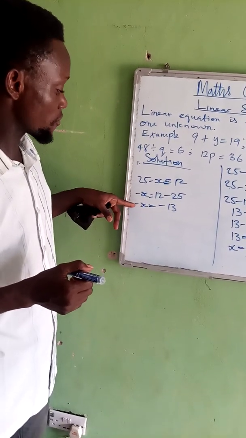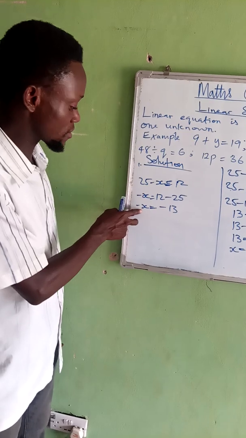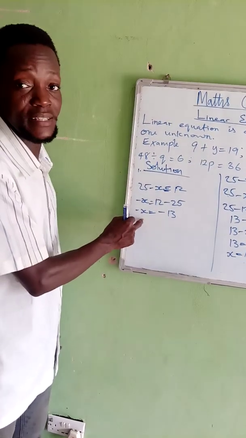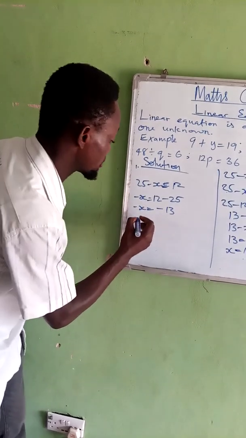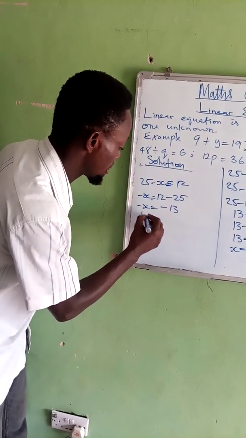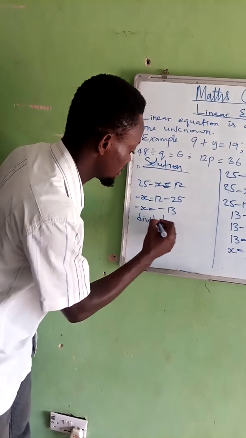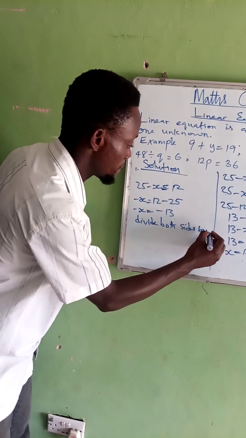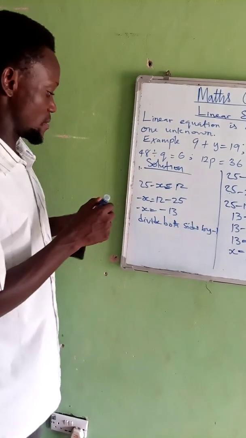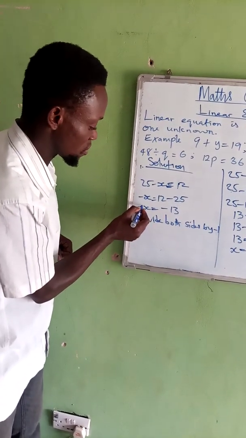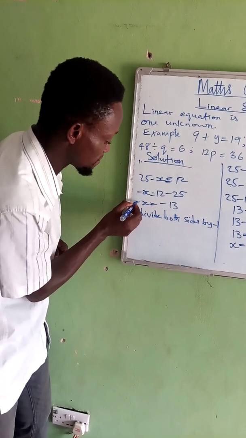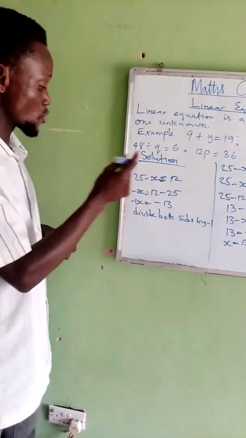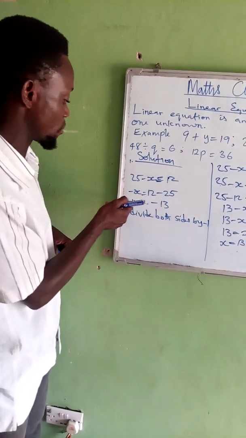Now the value of x will be, because the coefficient of x here is 1, it means 1 is affecting this x. Now you divide both sides by the coefficient of x, which is minus 1. There's an invisible 1 here, because this minus here is affecting this x, definitely it is also affecting the 1. So you divide both sides by what? By the coefficient, which is minus 1.